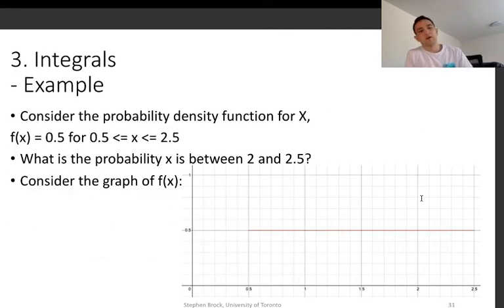All right, so for an integral example, consider the probability density function for x, f of x equals 0.5 for x between 0.5 and 2.5. What is the probability x is between 2 and 2.5? Let's consider the graph of f of x. These numbers might seem kind of small on your screen, but on the next slide it'll become more apparent. This is just a graph that I made in Desmos. If you haven't used Desmos, it's a website where you can graph any function. It's a super great tool for visualizing graphs. I'm not sponsored by Desmos, but it's a good tool and it's free.